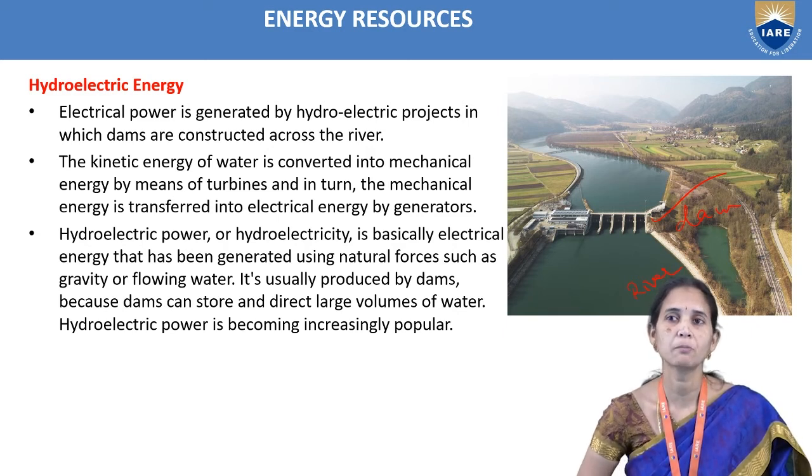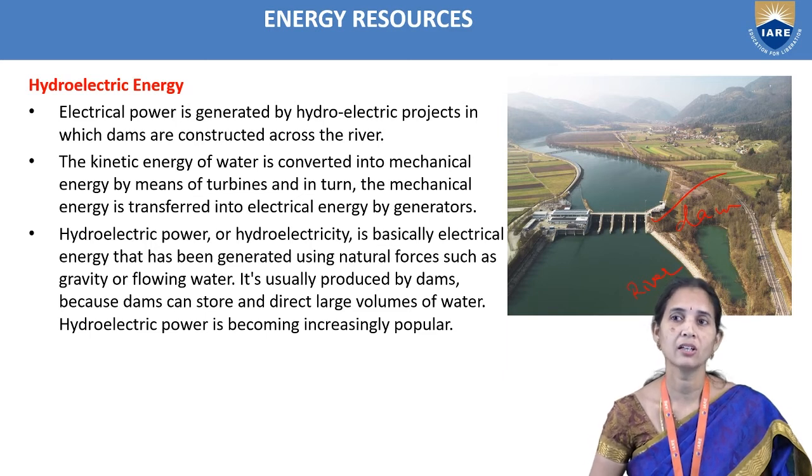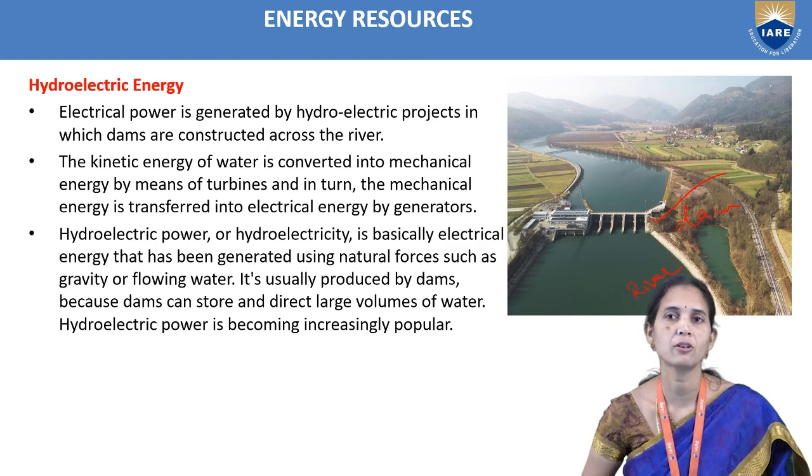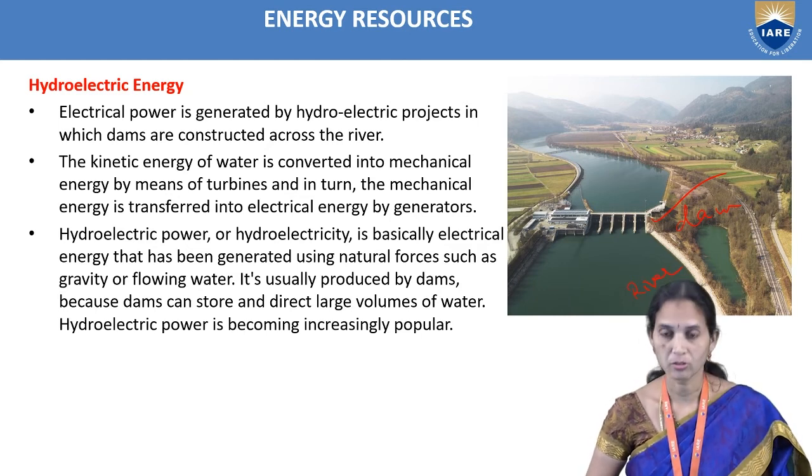Hydroelectric power, or hydroelectricity, is basically electrical energy that has been generated using natural forces such as gravity or flowing water. It is usually produced by dams, because dams can store and direct a large volume of water. Hydroelectric power is becoming increasingly popular. We are producing more electricity by hydroelectric power.